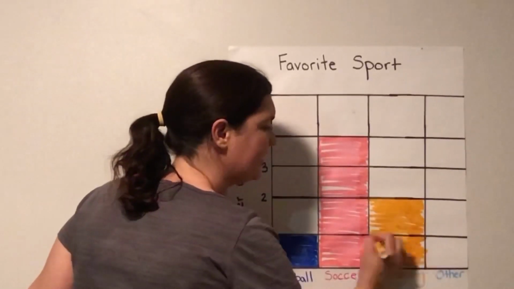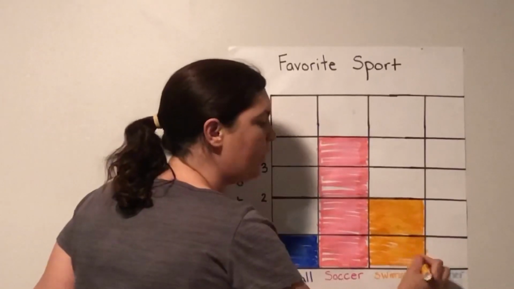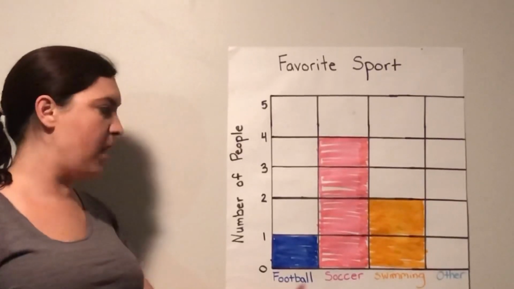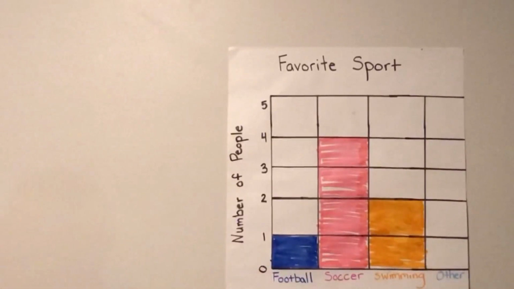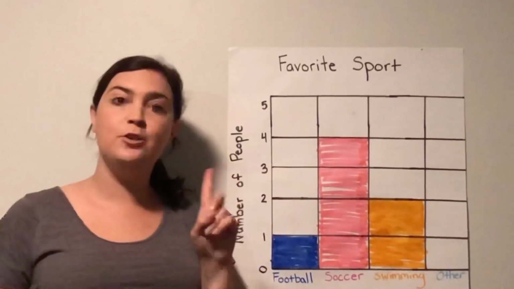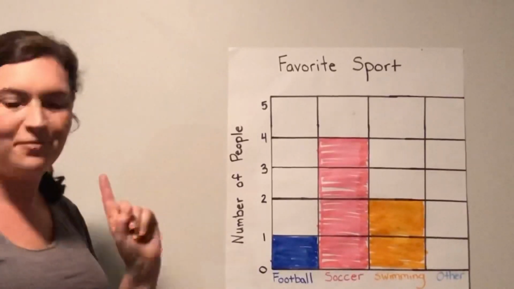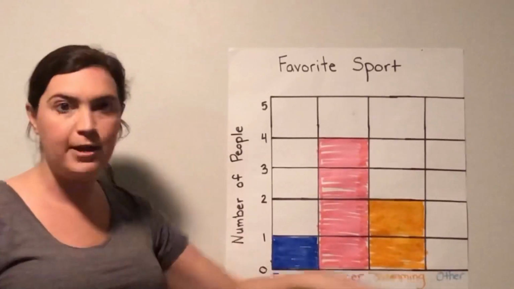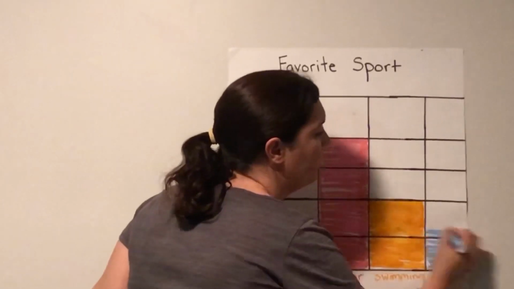Now we had quite a few friends who chose other sports. So what we did was we made a category for other sports. So they could have chosen football, soccer, swimming, or anything else would go in the category of other. So let's see. We had one friend who chose baseball. We had one friend who chose track. We had one friend who chose gymnastics and one friend who chose basketball. So altogether, that's 4 friends in our other category. So we're going to fill in our bar graph up to the number 4.